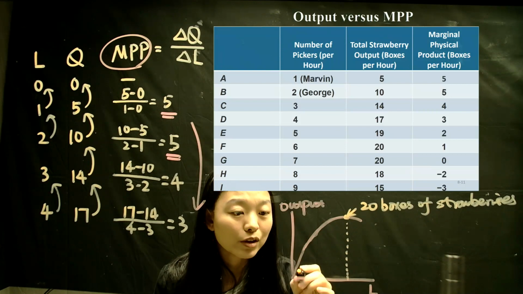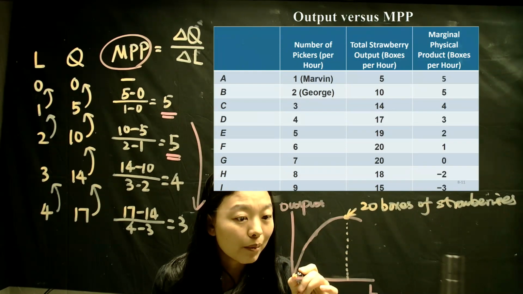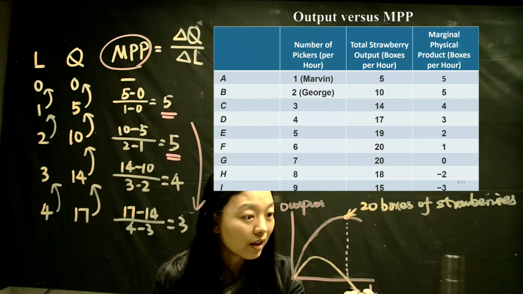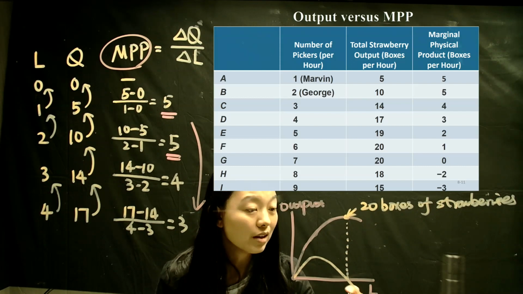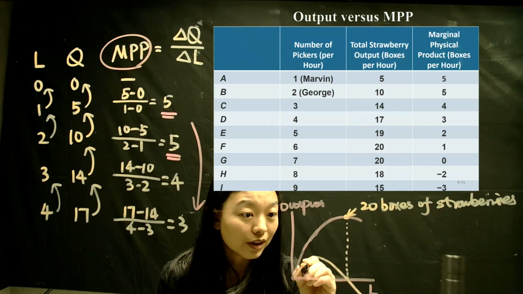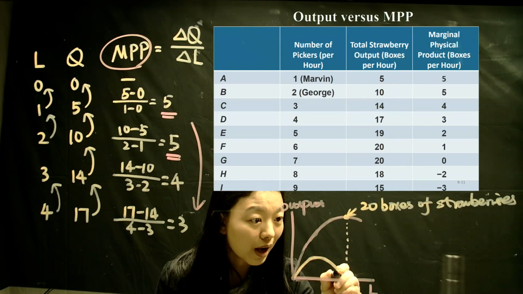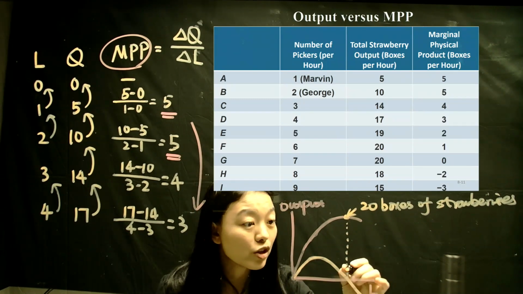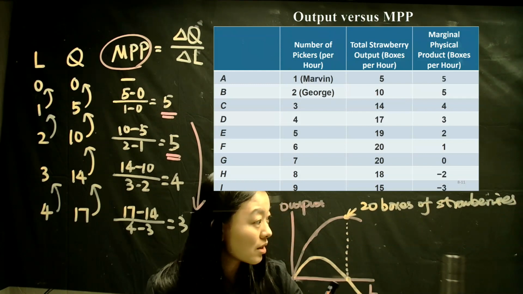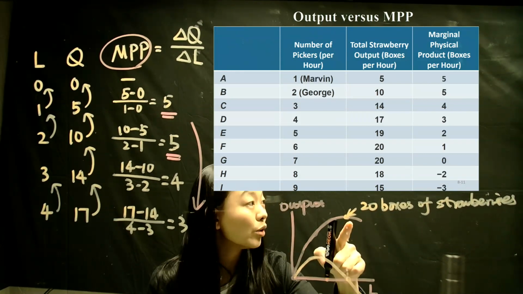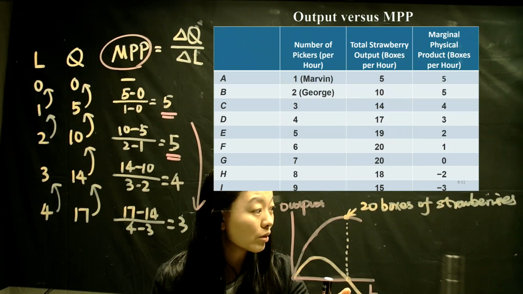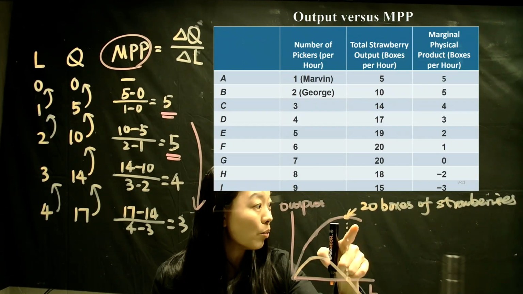Therefore, you might notice at the beginning the marginal physical product increases, but it will decline. It might even become negative. So this curve here represents the marginal physical product. And when the marginal physical product reaches zero, the total output reaches the maximum. After that, the marginal physical product becomes negative and the total output declines.